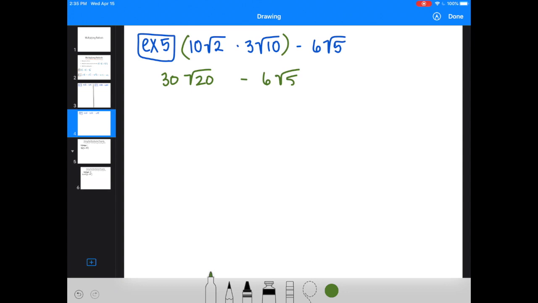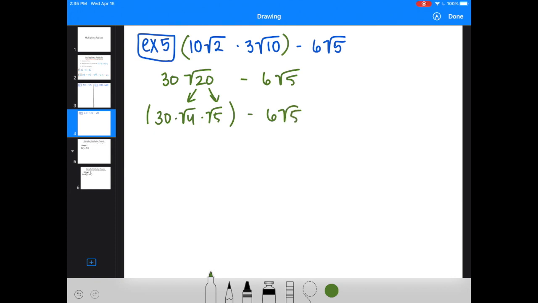No, I can't because I don't have the same radicand. I have to have the same radicand in order to combine. So my job here is going to be to simplify that 20 so that I have a radicand that has a square root 5, or a radicand that has a 5. So I'm going to break up my square root 20 into square root of 4 multiplied by square root of 5.